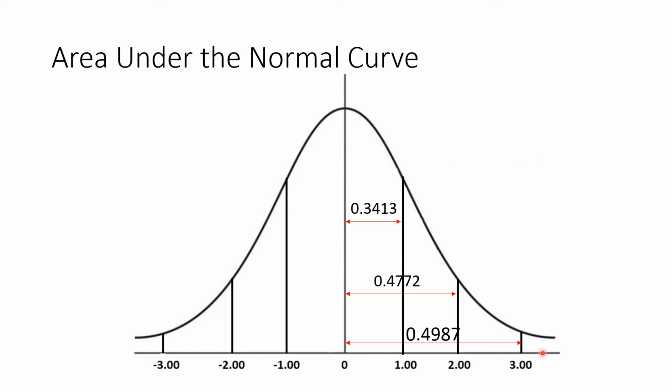That means this area is simply the difference of 0.5, the total area of the right side or half of the normal curve, minus this area bounded by 0 up to 3, 0.4987. So that means this is 0.0013.